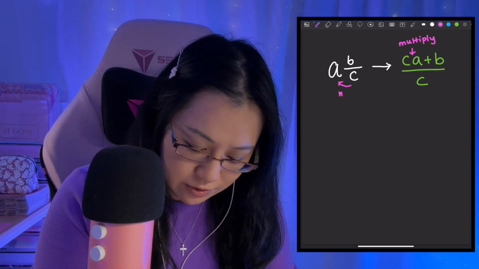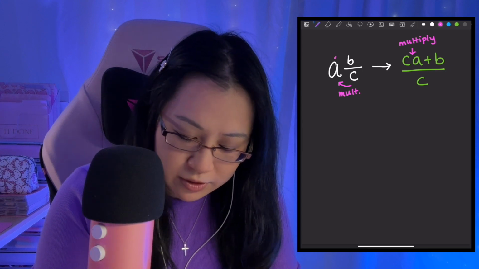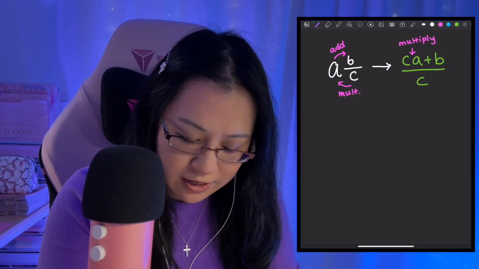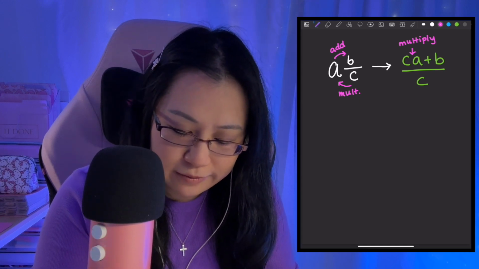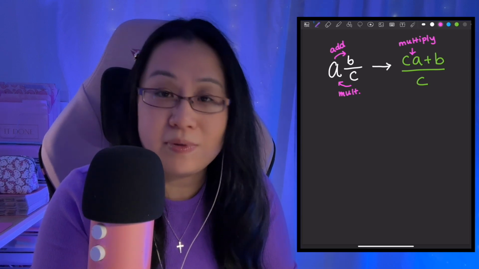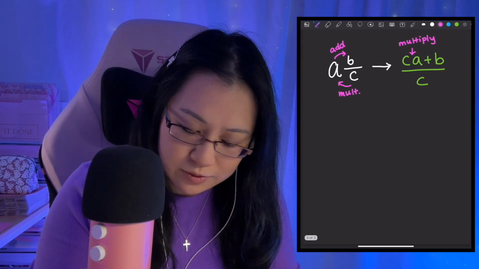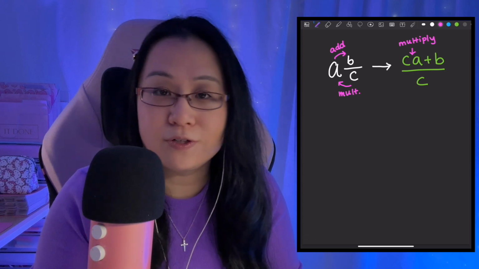So here it would be multiply, but just remember that when you say add or plus, you are adding the total product. So C times A, you get your answer, your product, and then you add B. So it has to be in this order. You do C times A, add B, and then you put the whole thing over C.